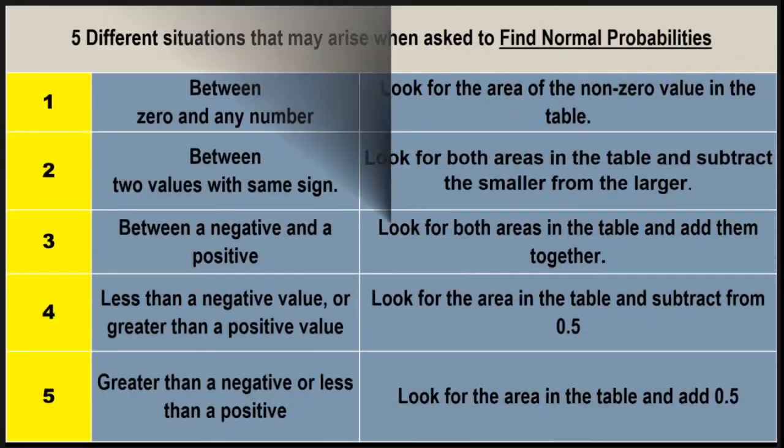Again, this is the summary of the different situations that may appear when asked to find the normal probability. I have here 5 situations. The first situation is between 0 and any number. So you just need to look for the area for the non-zero value in the table. The second situation is between two values with the same sign. You need to look for both areas in the table and subtract the smaller from the larger.